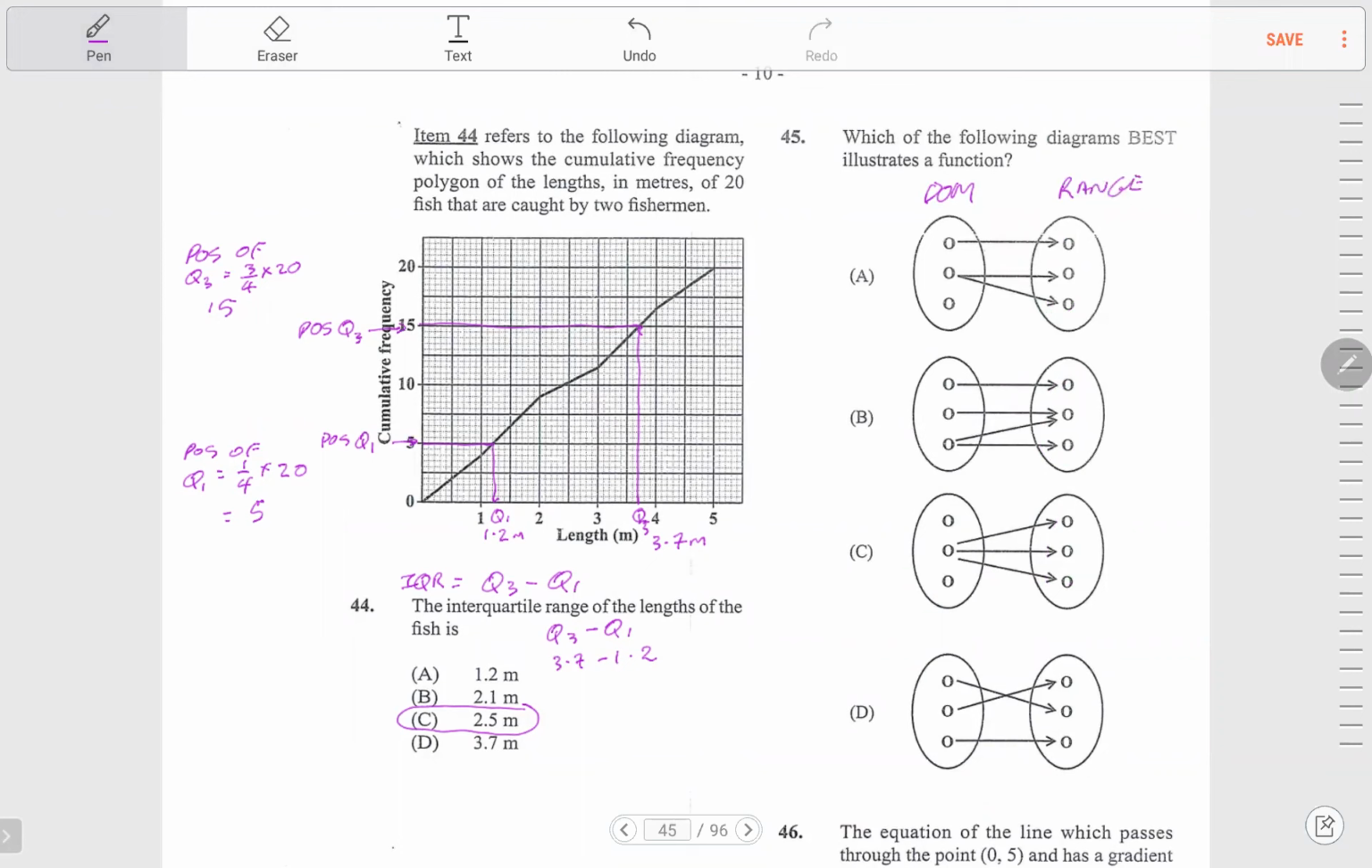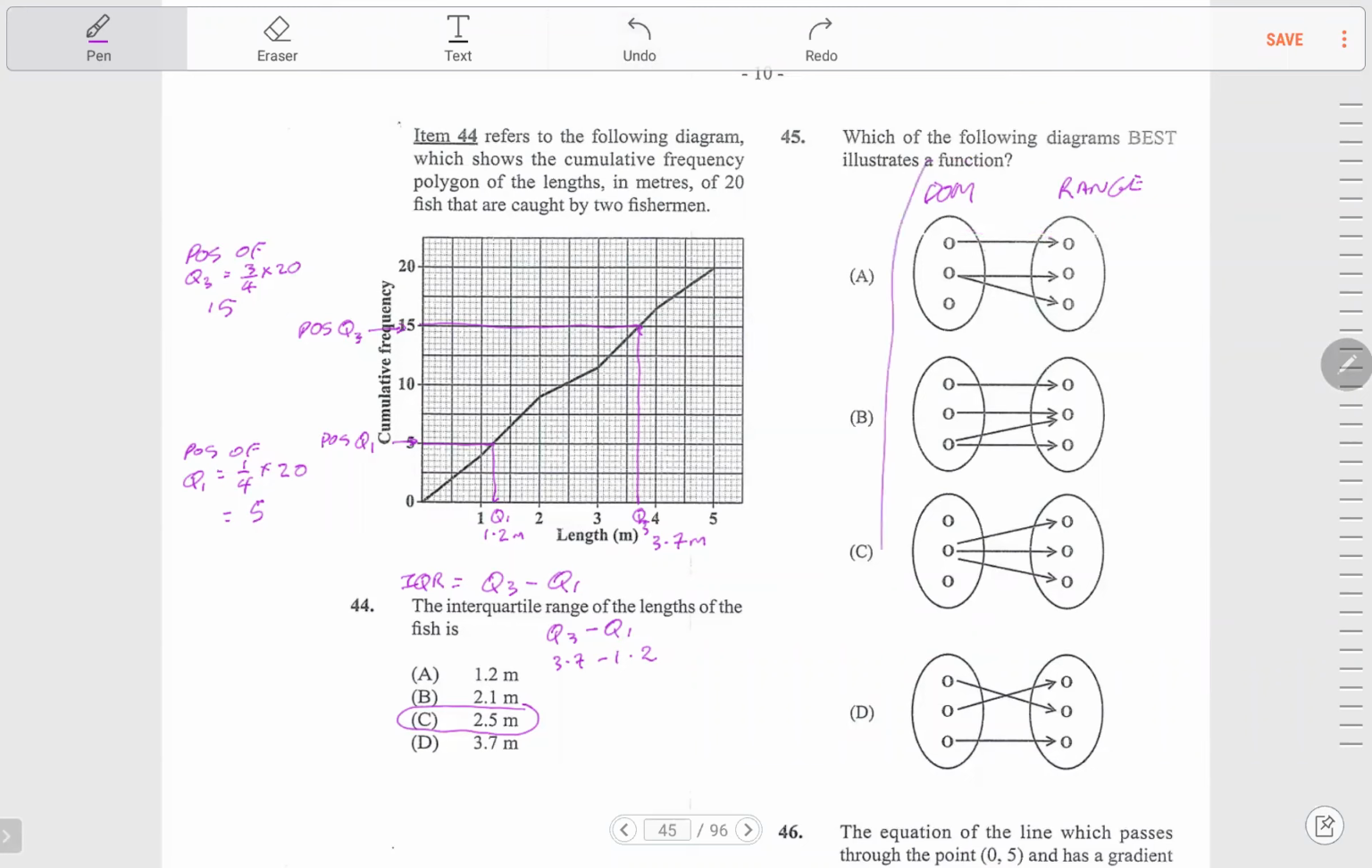I know that this is the domain because the arrows are going this way. If the arrows were going the other way, which happens in other questions, then over here would be the domain and over here would be the range. Remember, you map from the domain to the range. It is because the arrows are pointing in this direction that I know this is the domain.